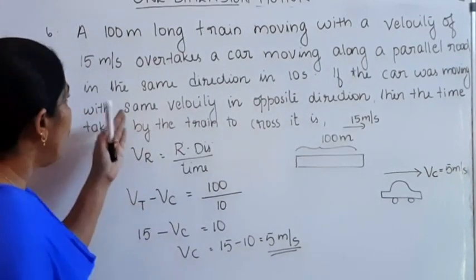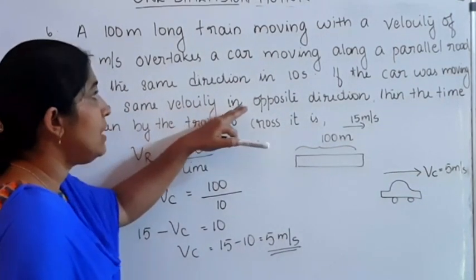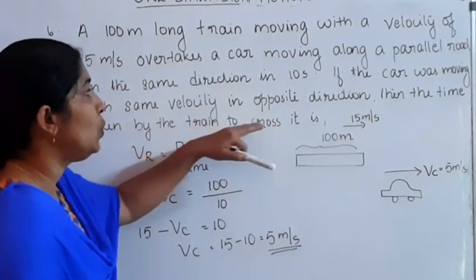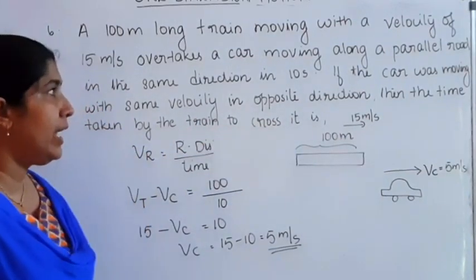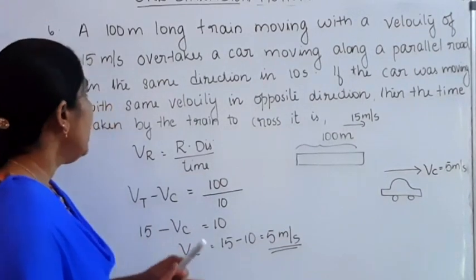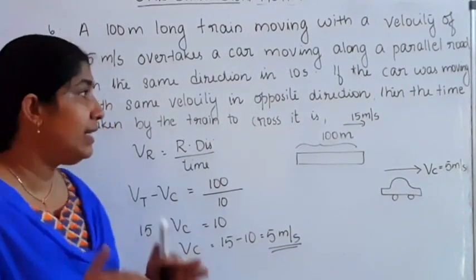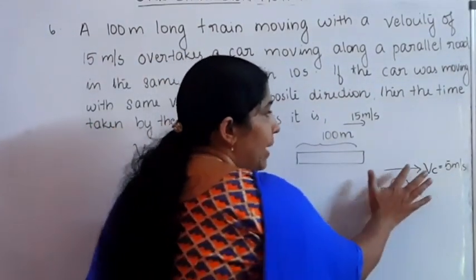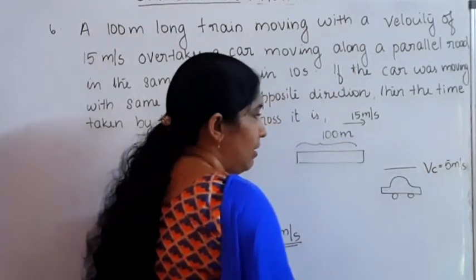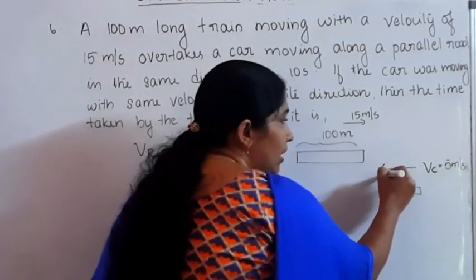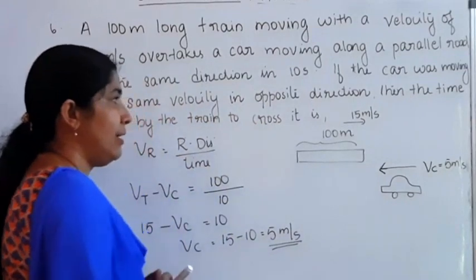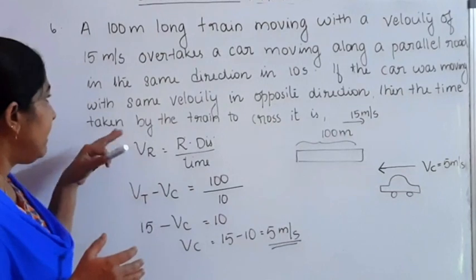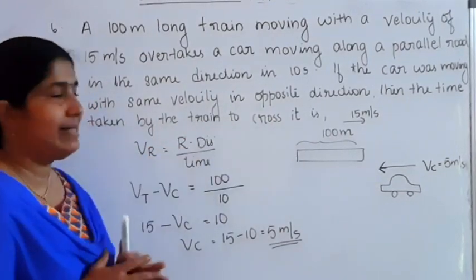If the car was moving with the same velocity in the opposite direction, then the time taken by the train to cross it is... If the car was moving with the same velocity but in the opposite direction, that is, the car was moving in the opposite direction as that of the train with the same velocity, then the time taken by the train to cross it is.